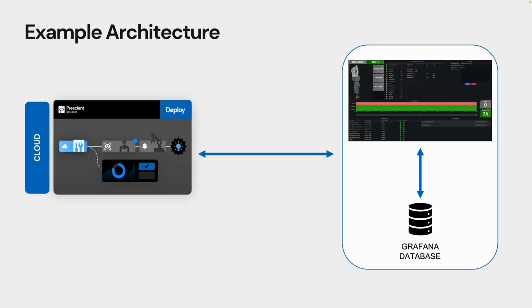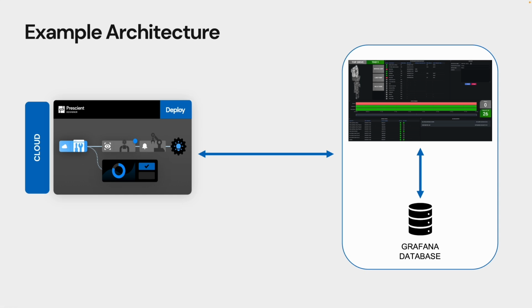So here's an example architecture. We are using Prescient Designer here as an API server, and this is essentially our main tool that pulls data from different APIs or edge sources. It could be sensors, edge computers, edge machines. So we do all the transformation inside Prescient Designer, which is running on the cloud. And then this serves the Grafana dashboard.